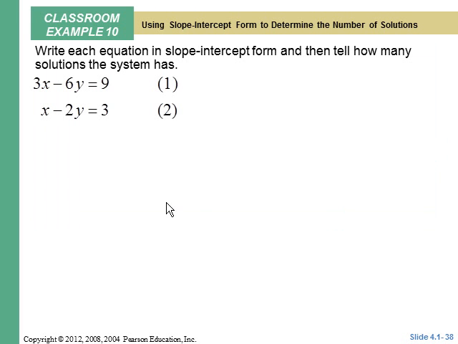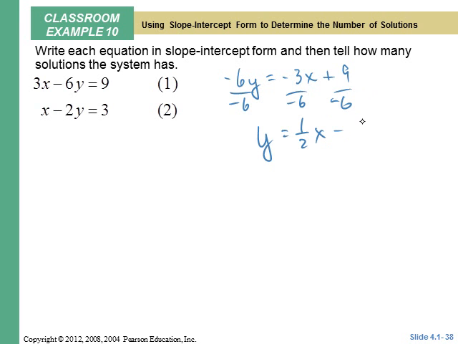Now, you can use the slope-intercept form and tell how many solutions there are. So let's solve this first equation for y. We get negative 6y equals negative 3x plus 9. Divide both sides by negative 6. And we get y equals 1/2 x minus 3/2.